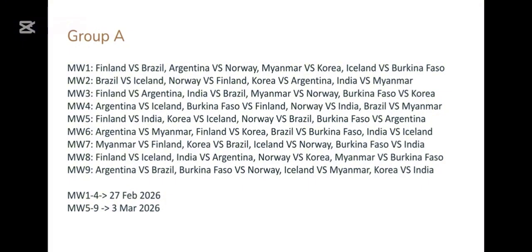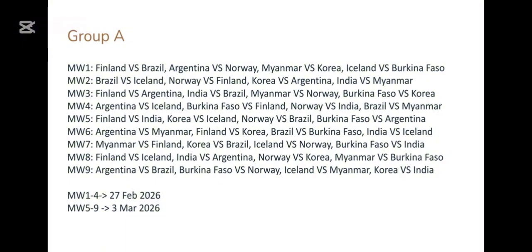I think I should say the verses to avoid confusion. Match week 3, Finland v Argentina, India v Brazil, Myanmar v Norway, and Burkina Faso versus Korea. Match week 4, Argentina v Iceland, Burkina Faso versus Finland, Norway v India, and Brazil v Myanmar.